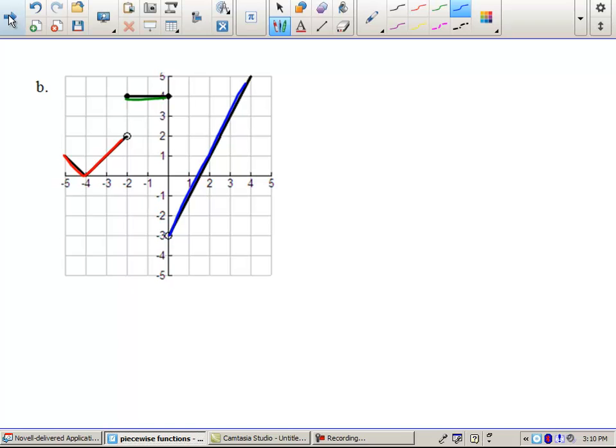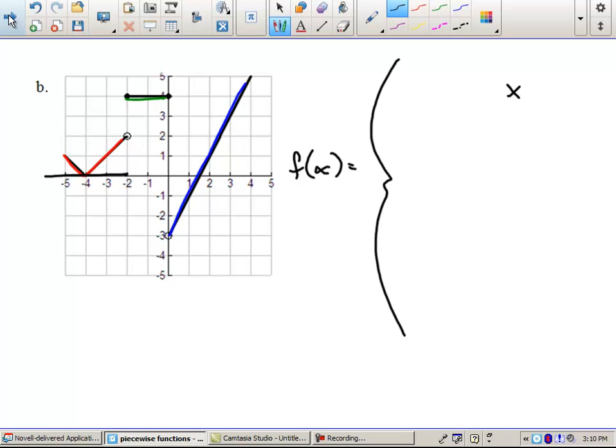Now, what I want to do with this is I want to make sure that I get my pieces correct, and so I'm going to start off with f of x is equal to, and I'm going to have 3 pieces. The first piece goes from negative infinity to negative 2.